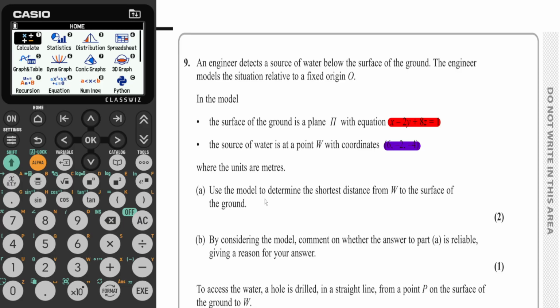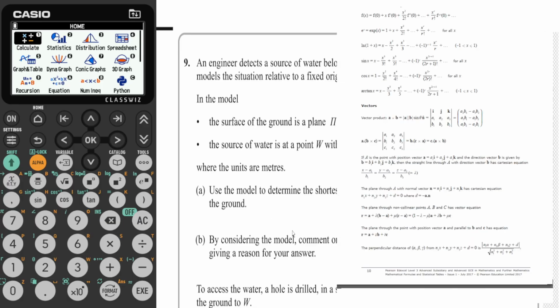Part A. Use the model to determine the shortest distance from W to the surface of the ground. The shortest distance will be the perpendicular distance from W to the plane pi, and we can find that using this formula shown here. The perpendicular distance of (alpha, beta, gamma) from n1 x plus n2 y plus n3 z plus d equals 0 is shown here.